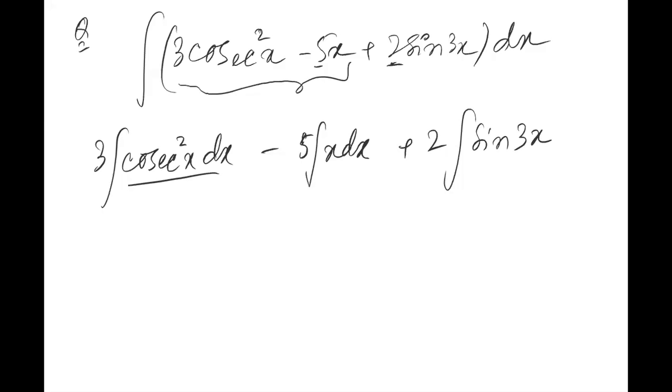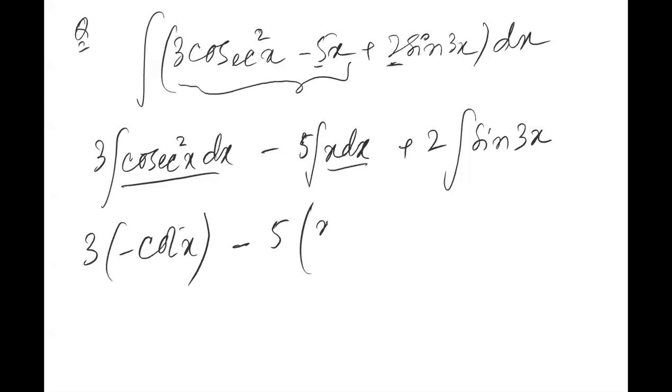The integration of cosec square x, I just told you it is minus cot x. So that is done. Now we have minus of 5x dx integration. We have just done this one, x square by 2. According to the formula, the power here is 1, so 1 plus 1 divided by 1 plus 1, so it becomes x square by 2.